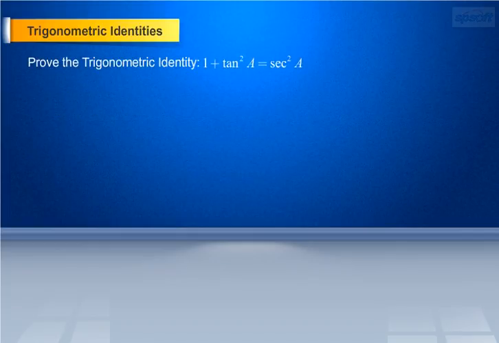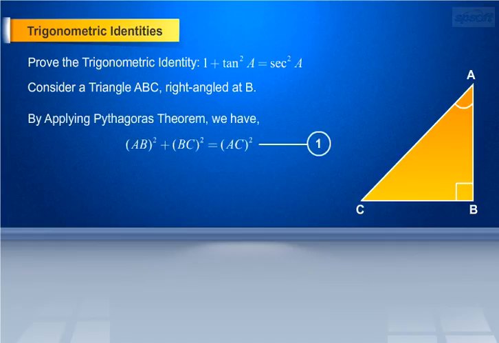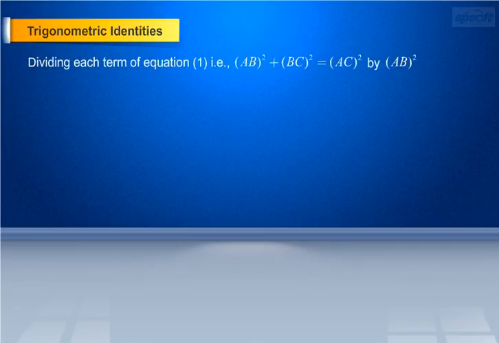Let's prove the trigonometric identity 1 plus tan square A equals secant square A. Consider a triangle ABC, right-angled at B. By applying Pythagoras theorem, we have AB whole square plus BC whole square equals AC whole square, make it as equation 1. Dividing each term of equation 1 by AB square, we get AB whole square by AB whole square, plus BC whole square by AB whole square, equals AC whole square by AB whole square.